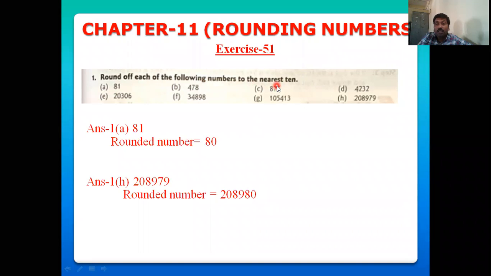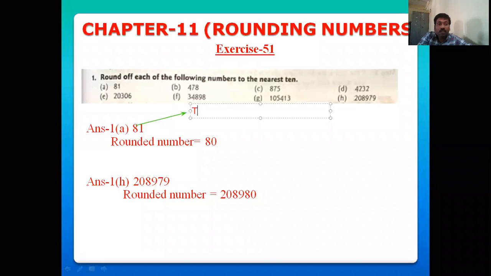How can we write the nearest numbers? Here it is the nearest 10. The first question is 81. Now, the question is the nearest 10. First of all, we will see the tens digit of this number 81. Here we see 8 is the tens place digit.